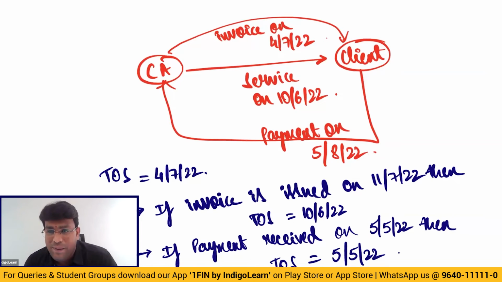Student is asking, sir, explain once again case 2. My dear friend, please understand, if invoice is given on 11/7/22, that means what is the story? Invoice is given after 30 days. If invoice is given after 30 days, time of supply will become what? Date of completion of service or date of payment, whichever is earlier. That's the reason why answer is 10th of June. I hope you are clear, my dear friend.